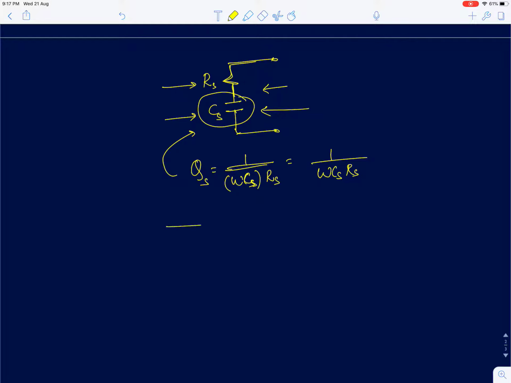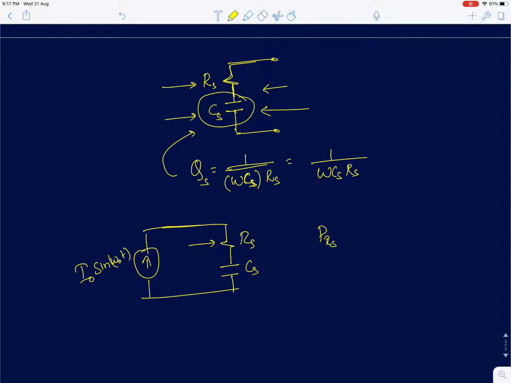Now, we can also define Q in a similar manner to how we define it for inductors. I can first inject a sinusoidal current, and then try computing the power dissipated across the resistor and the capacitor.